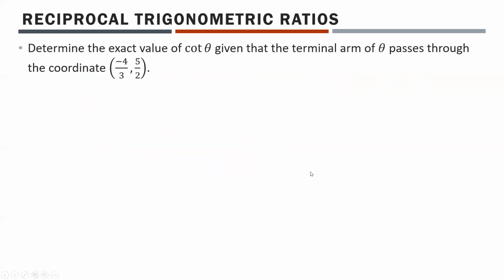Next one here, determine the exact value of cotangent theta given the terminal arm passes through that point. Okay, so cotangent, kind of like before, we can say that cotangent is the reciprocal of tan. Tan is opposite over adjacent, so we can say that this is adjacent over opposite. If you were to draw that coordinate there, you're going to notice that you have x is -4/3, so let's say it's over here somewhere, and y is 5/2, so it's up here somewhere. So our angle is going to be something like that.